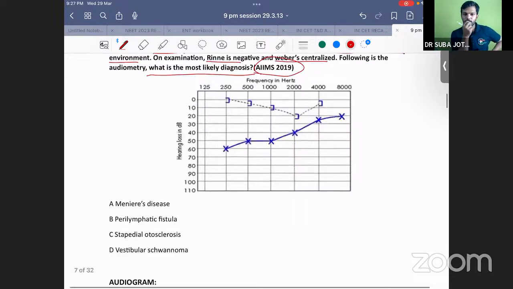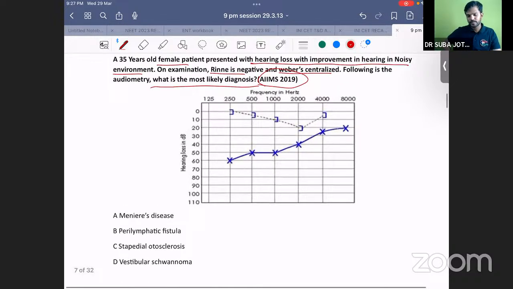Please answer. What is the answer for this particular question? It's a typical audiometry appearance of bone conduction. Please answer. Otosclerosis. Yes.